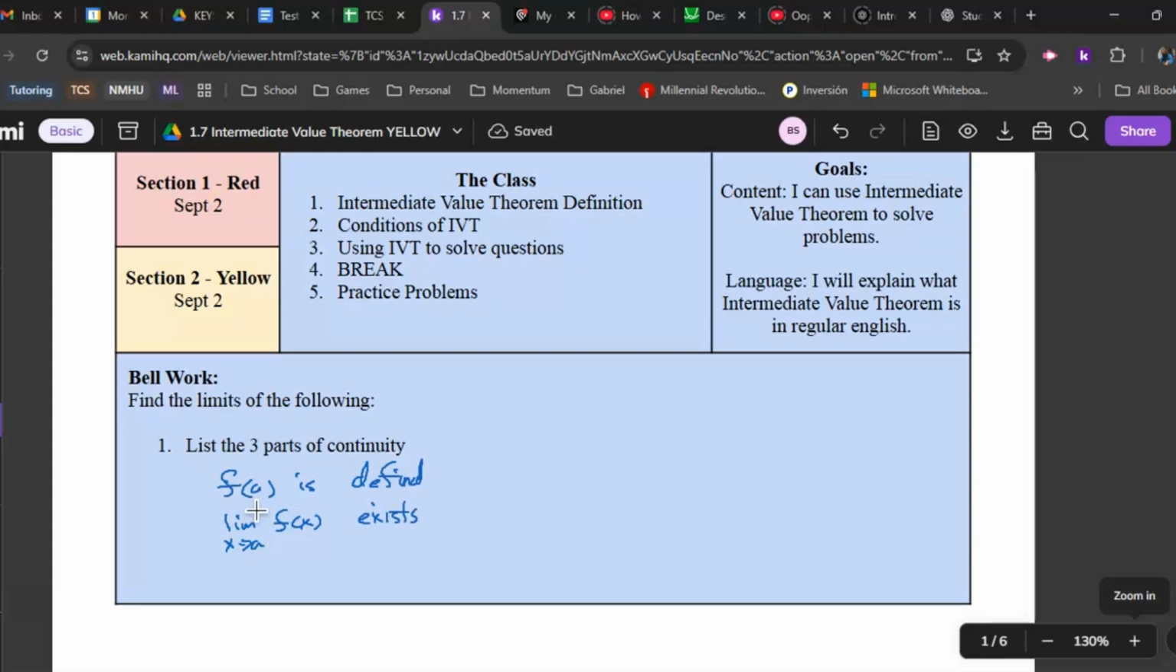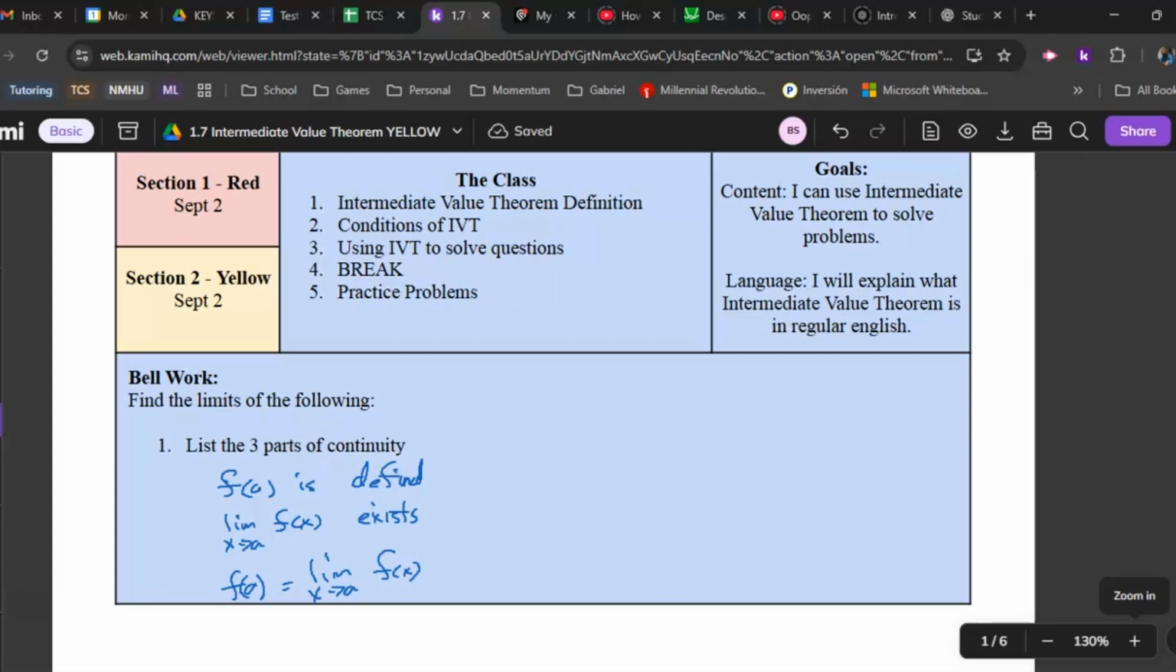And our very last point, back table. Nobody remembers. Pay more attention, guys. It means that these two things need to be equal. F of a has to equal the limit as x approaches a of f of x. That's our three-part definition. Y'all remember it now? We used it all across.